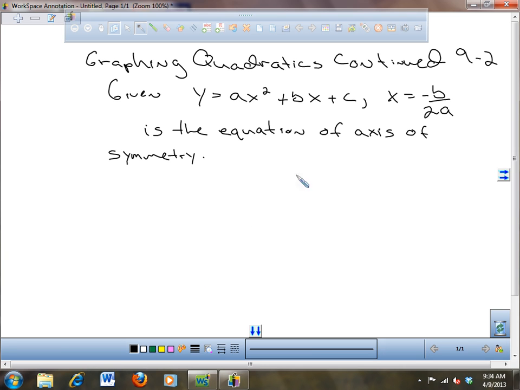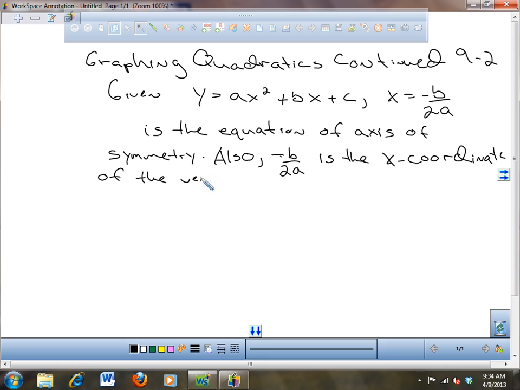Also, minus b over 2a is the x coordinate, and it's a lot of letters here, of the vertex. Okay. So how does that help me? So it helps me when I'm graphing things.